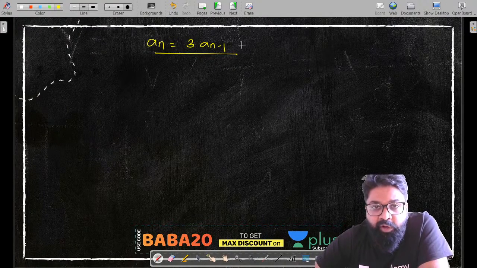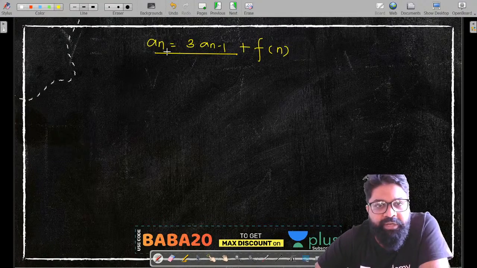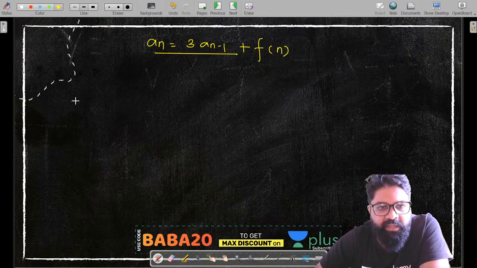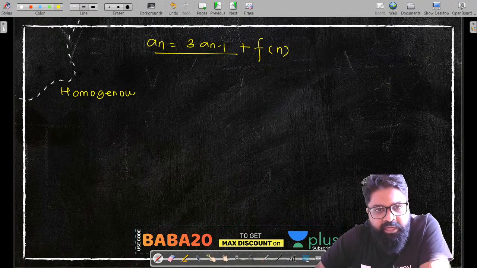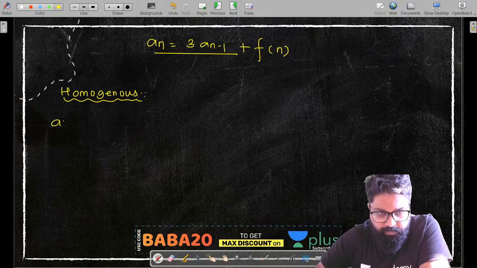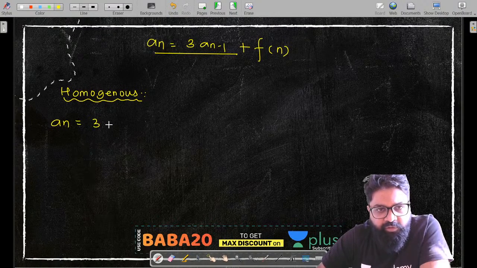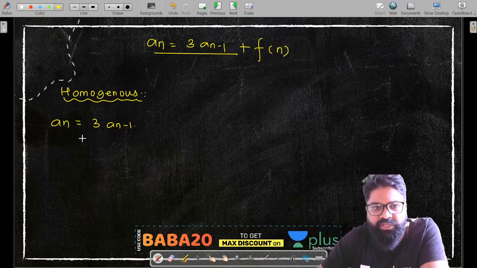You know why? Because there is one more thing that is called f of n. So we have seen these kinds of equations. Let me tell you the difference between homogeneous and non-homogeneous. If I am talking about the homogeneous equation, the homogeneous recurrence relation, we have already seen a of n equals 3 times a of n minus 1. This is one particular homogeneous equation.